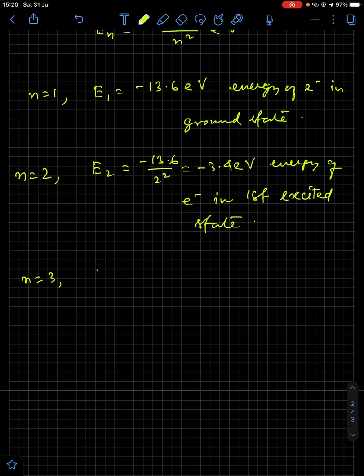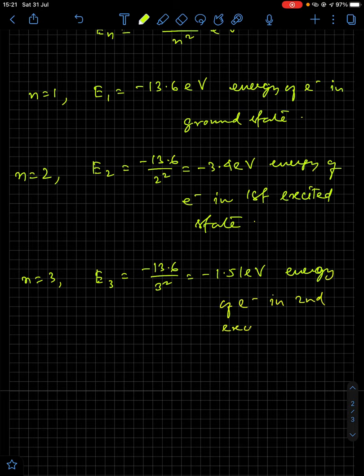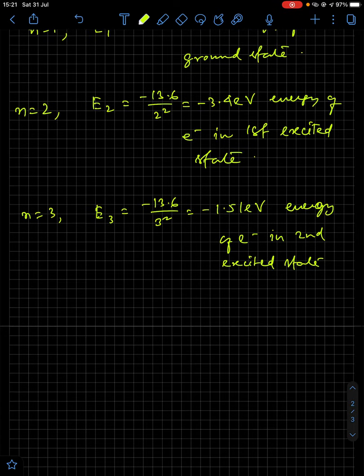Then we have n equal to 3. E3 equals minus 13.6 divided by 3 square. If you divide 13.6 by 9, you get minus 1.51 electron volt. So this is energy of electron in second excited state of hydrogen atom. Then you have n equal to 4.